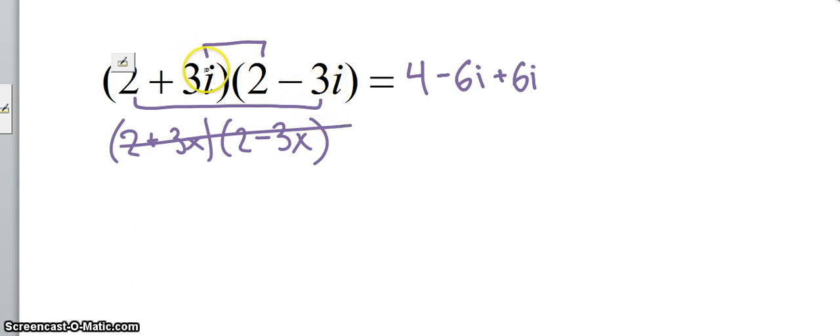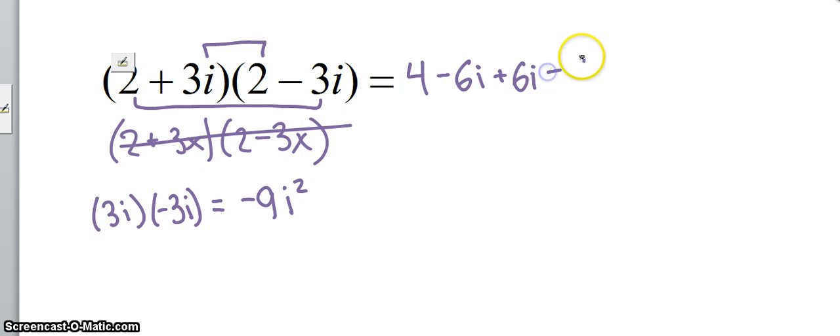So I actually want to write my last terms here off to the side. If I'm multiplying 3i and negative 3i, you're going to multiply your numbers and your imaginary numbers. So 3 times negative 3 gives me negative 9, and i times i gives me i squared. Which is all fine and dandy, but from earlier in the video, we defined what i squared was.